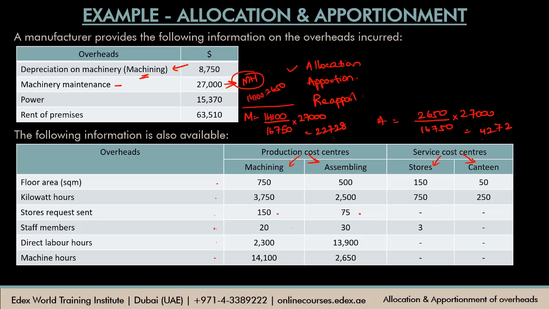So if you transfer the stores department first between machining and assembly, and later when you transfer canteen, some of the cost may again come back to the stores department, because of the three members that are there in the stores department. And again you will have to reapportion stores cost to the machining and assembly. So the point is, whichever service department is providing services to another service cost center, that has to be done first. So canteen will be done first and stores will be done second.